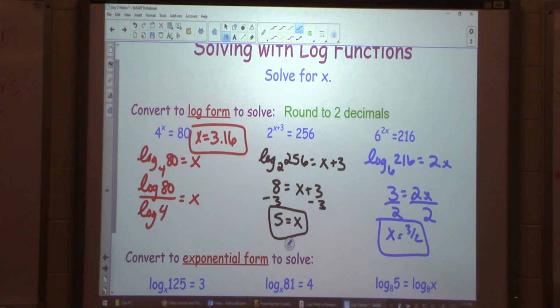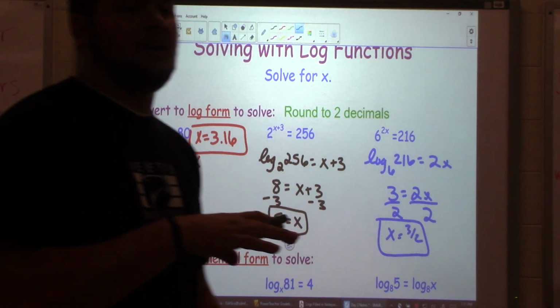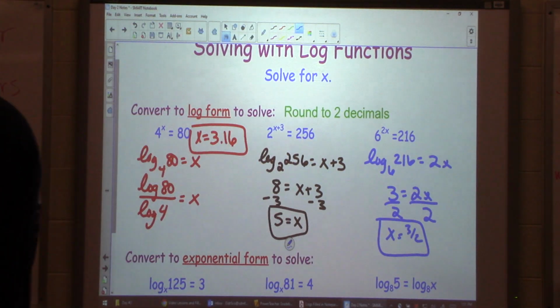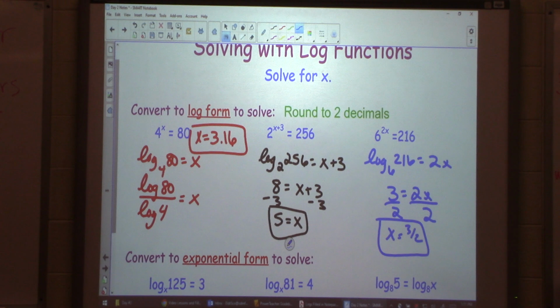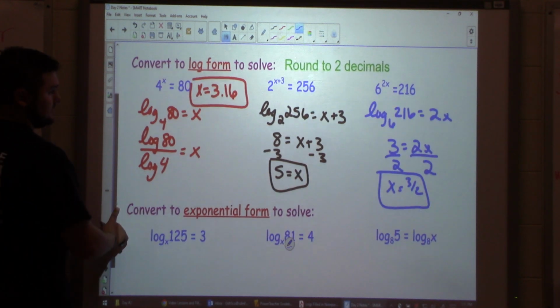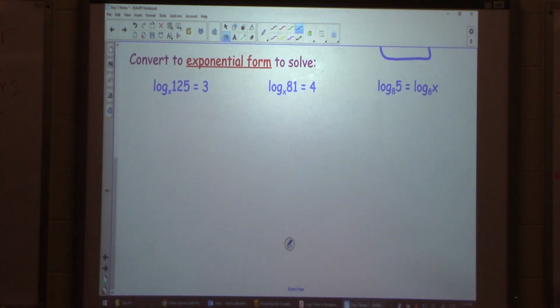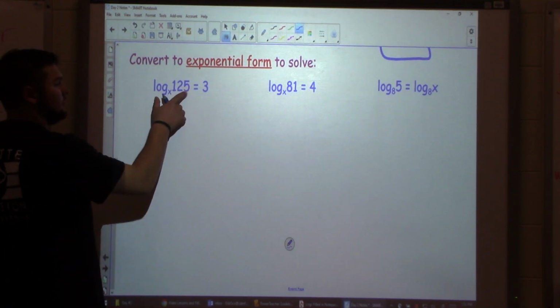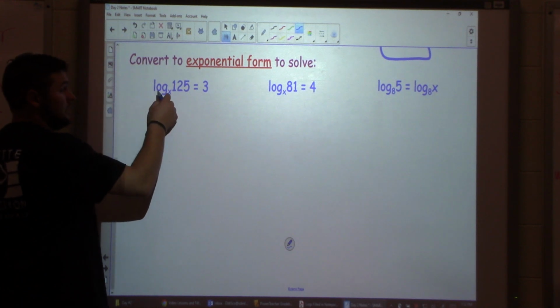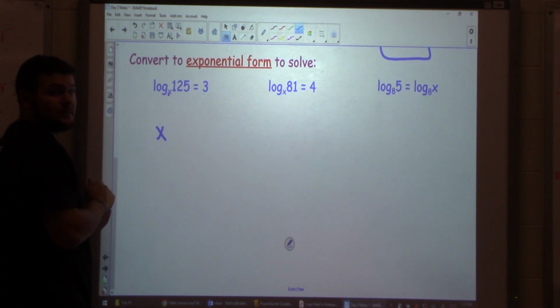Alright, same thing for the other way. If it's given to us in log form, and we want to solve it, we're probably going to have to change it to exponential form to solve it. So if you look at our first one, log base x of 125 equals 3. I'm going to change this into exponential form.